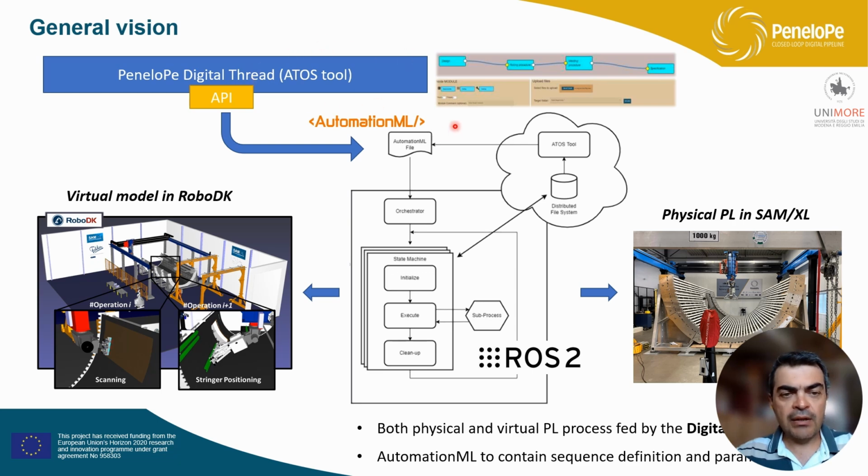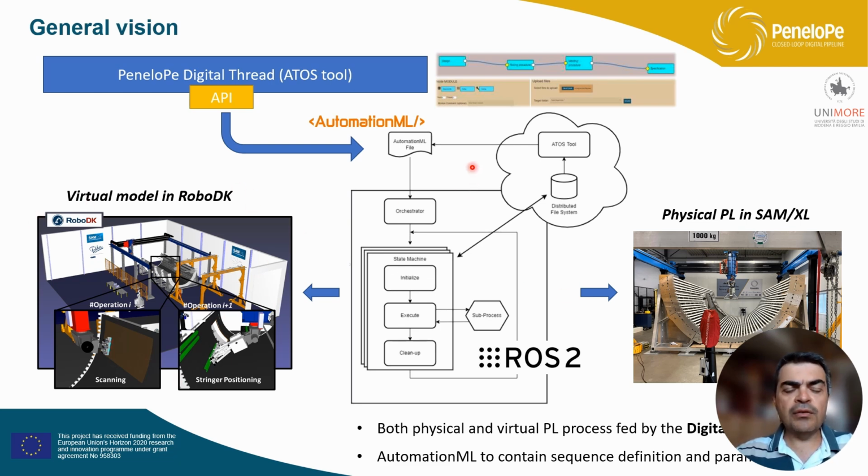in the AutomationML format we have described before, and through some APIs, it is possible to download the file, making it available to a controller of a system, which can be physical systems like the physical pilot line in SAMXL, or could be also a virtual model of the same system developed in a virtual environment.